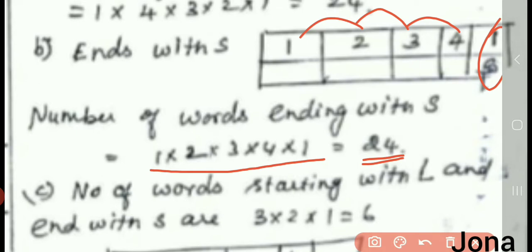And then the words starting with L and ending with S. That means here it does not vary in the first and last place, and the remaining 3 letters are arranged in 3 into 2 into 1, which is equal to 6. So the total number of ways equals, in the first one we have 24, second one we have 24, the third one we have 6. So 24 plus 24 minus 6, which is equal to 42.